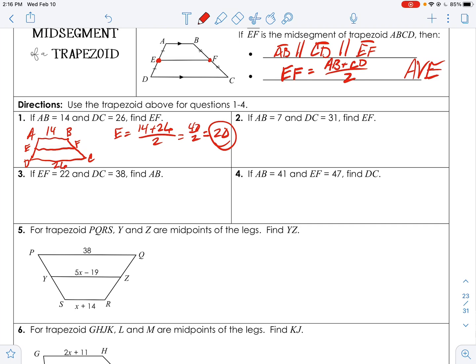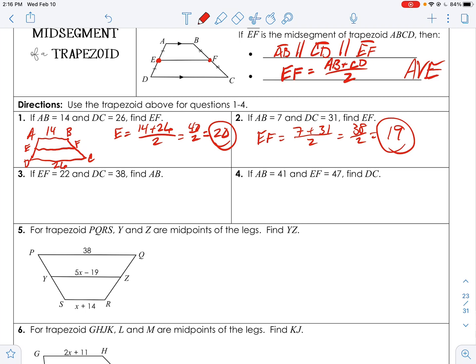And it should be in between them because it's an average, it's a middle ground. So 20 is between 14 and 26. In fact, if you go up 6 from 14 and down 6 from 26, you get to 20, right in the middle. Okay, so EF is 7 plus 31 over 2, which is 38 over 2, which is 19.